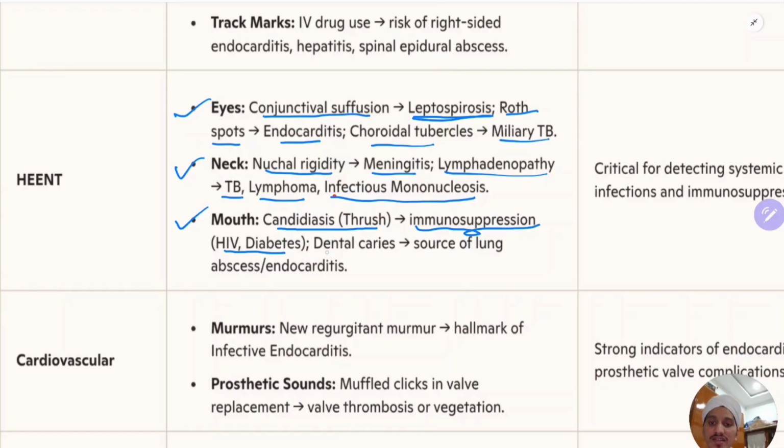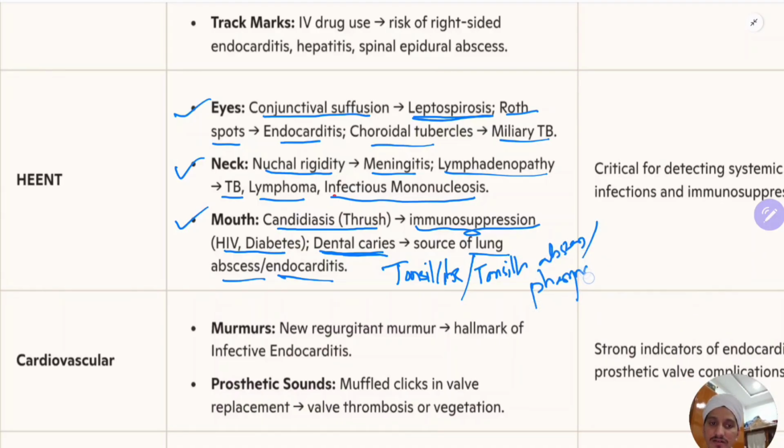Thrush, then you can see dental caries. What does it indicate? It can be a source of lung abscess or endocarditis. Another thing is tonsillitis. You can see the tonsils, and you can have a tonsillar abscess, and pharyngitis. So these you see in the oropharynx. Okay, so this is about head and neck.